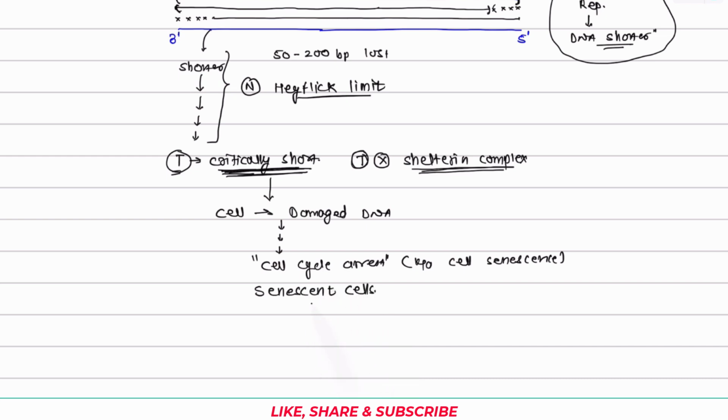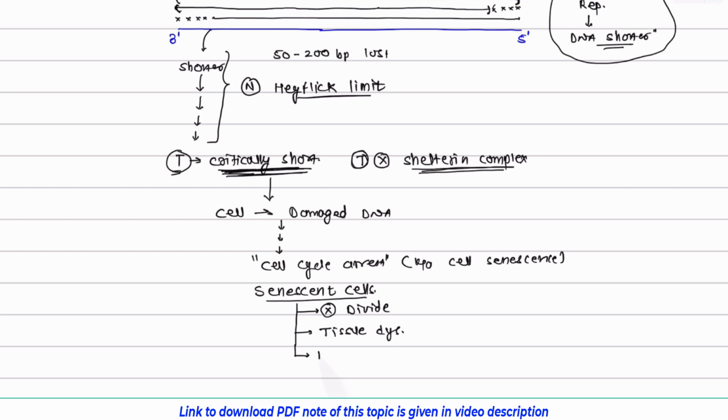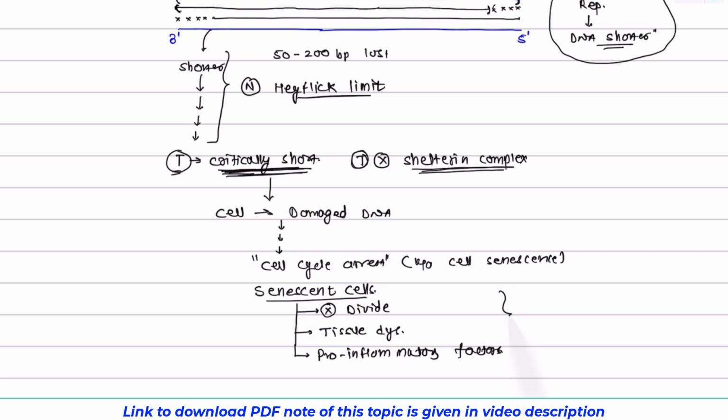These senescent cells have certain characteristics. The first and very important characteristic is that they are not able to divide, and as they are not able to divide, they cannot regenerate. Second, it leads to tissue dysfunction. The third important aspect is that such senescent cells secrete pro-inflammatory factors. So all these three factors in combination lead to cell dysfunction. It leads to all the typical characteristics of aging.